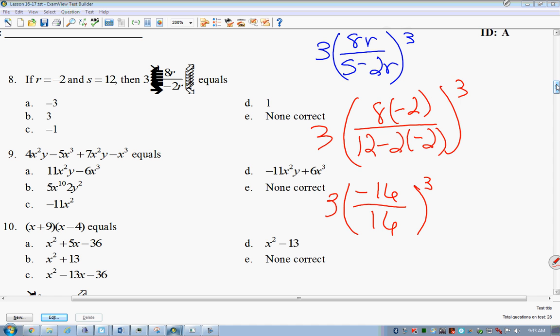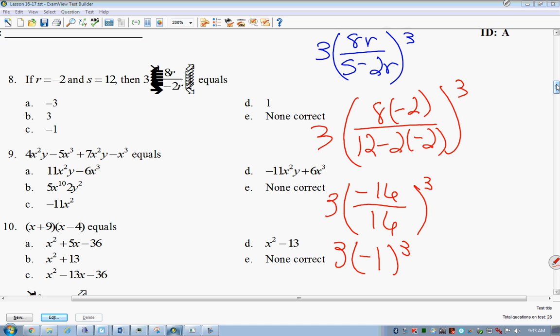Okay, so with something like this, Jeremy, what do you get inside your parentheses? -16 divided by 16, he says, is 1. Is he right? -1. All right, what's next? Do I multiply by 3 or do what?